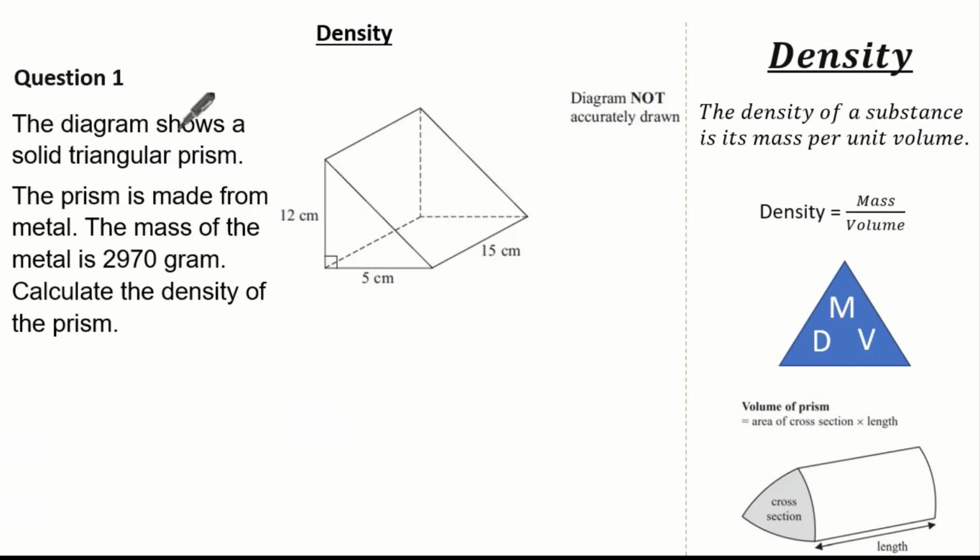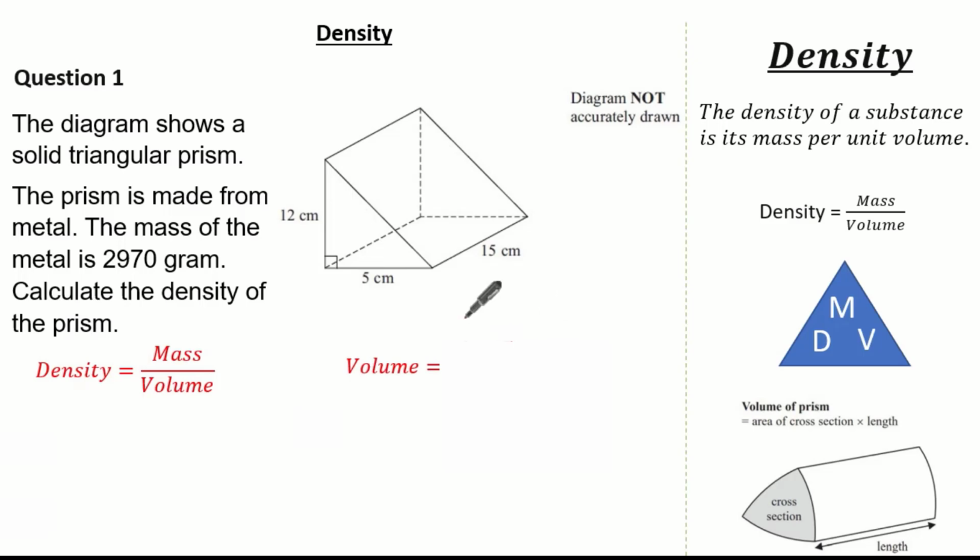Here the question states that the diagram shows a solid triangular prism and the prism is made of metal. The mass of the metal is 2,970 grams. We're asked to calculate the density of the prism. Now remember, the formula for density is mass over volume. So we can work out the volume based on our diagram.